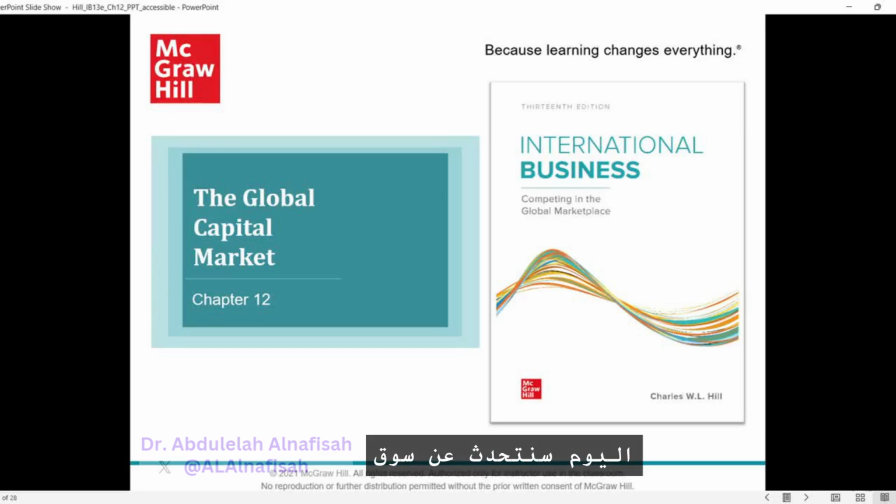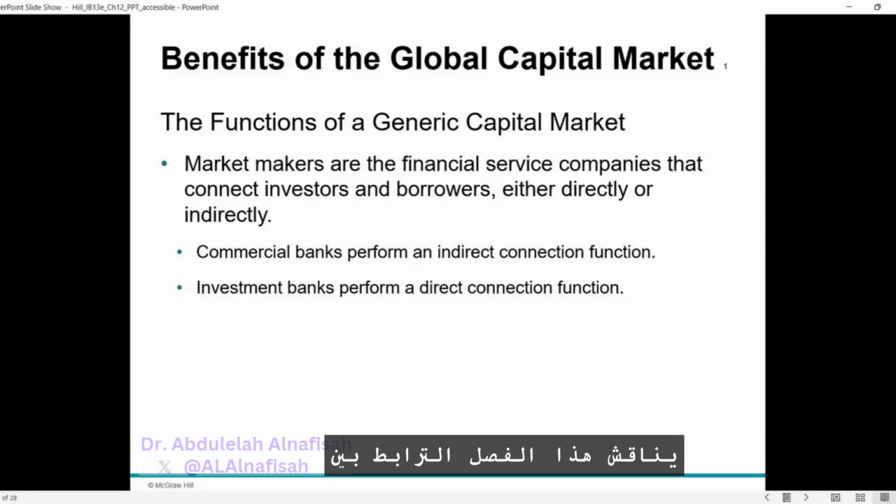Today we will talk about the global capital market. This chapter discusses the interconnectedness of global capital markets, emphasizing the importance of functions such as borrowing through commercial paper issuance and the role of market participants worldwide.